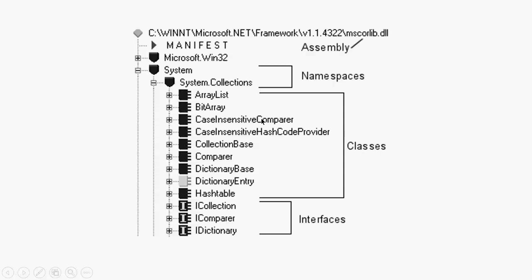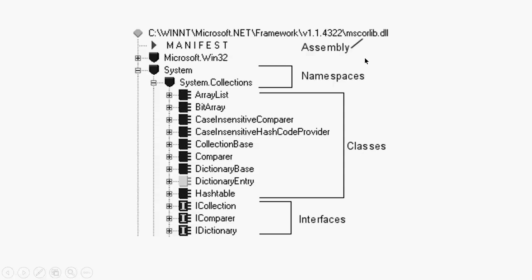So this is how the DLL looks. The DLL will have this information. A DLL is a library. Inside the library there are namespaces. Inside the namespaces there can be another namespace. Inside the namespaces again you can have classes, interfaces, abstract classes, those things. So this is how it looks.